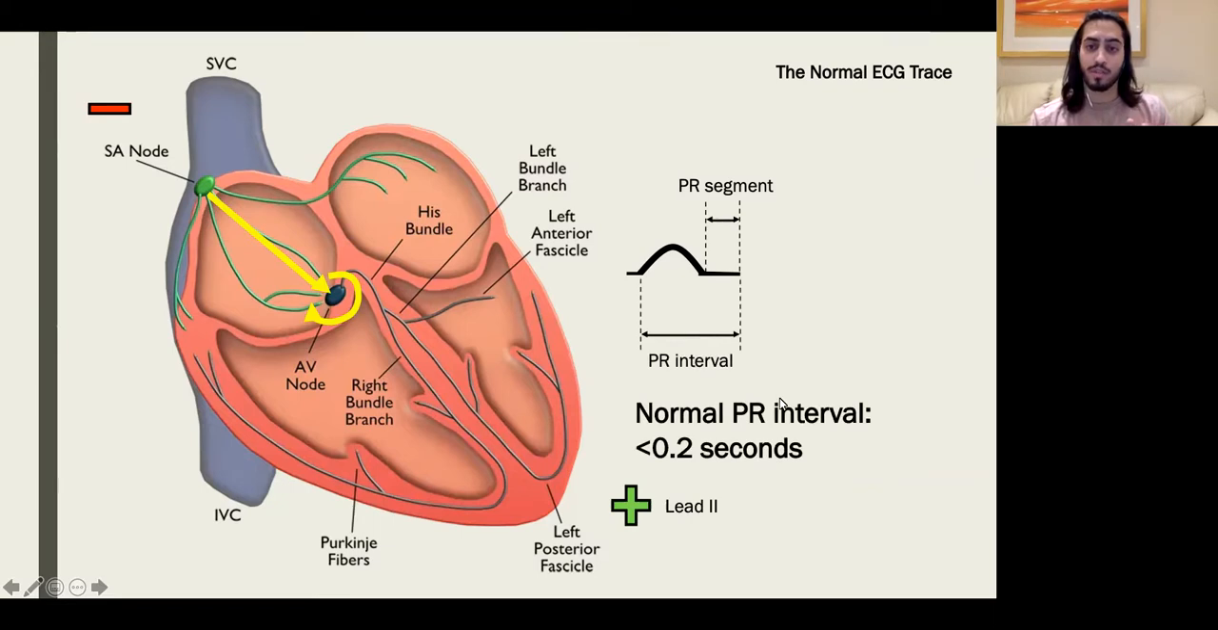Normal PR interval, so that's your PR segment. The PR interval is what we actually use clinically in order to determine how long your PR segment and your P wave is. So that should be less than 0.2 seconds. That starts from the beginning of the P wave and goes all the way to the end of the PR segment. Okay, anything that lengthens that is a problem, and we'll get onto that.